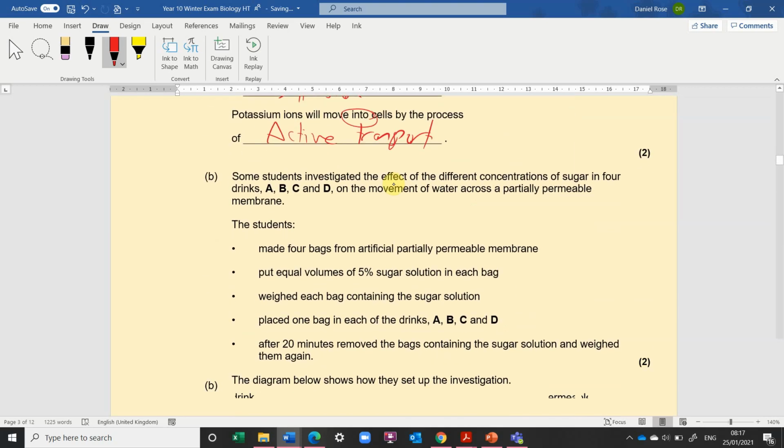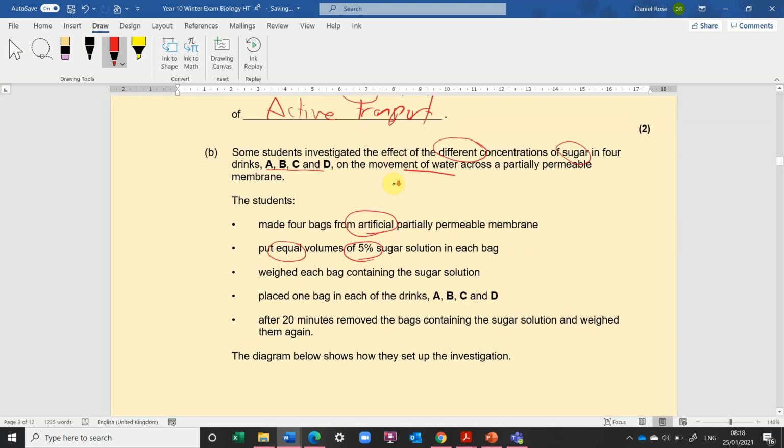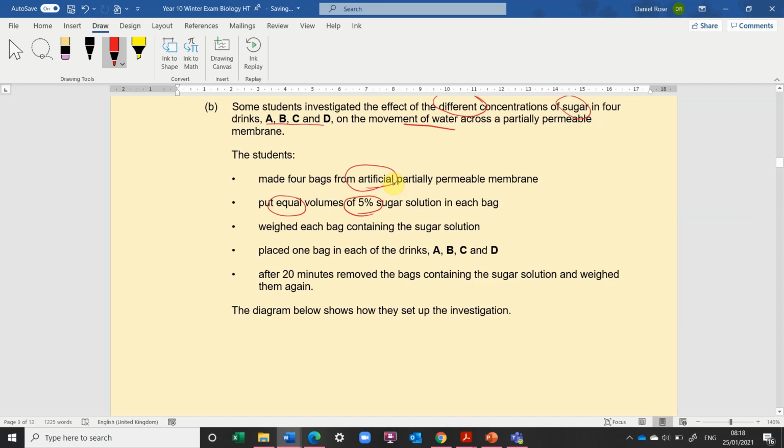Okay, it then says some students investigated the effect of different concentrations, so there's the thing they're changing, of sugar in 4 drinks, A, B, C and D, on the movement of water across a partially permeable membrane. So they're measuring the water, so that's the thing they're measuring. Nothing about what they're keeping the same so far. Students made 4 bags from artificial permeable membrane, so that's quite important, it's about being artificial. They've put equal volumes of 5% sugar, so there's something they're keeping the same in each bag. And they've weighed each bag containing the sugar solutions. Here's the thing they're measuring, and they're placing 1 bag in each of the drinks, A, B, C and D.